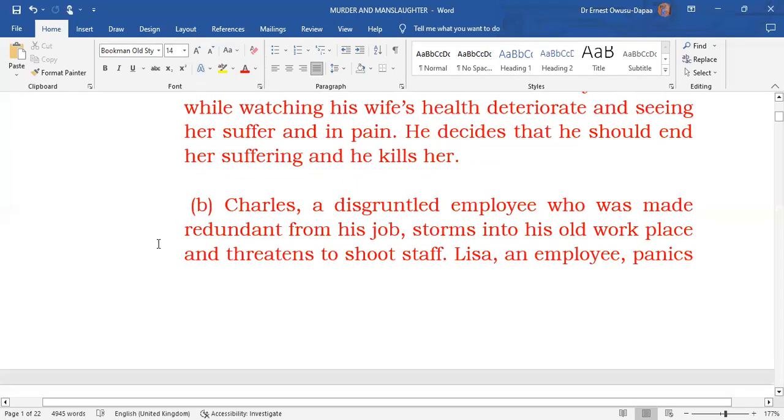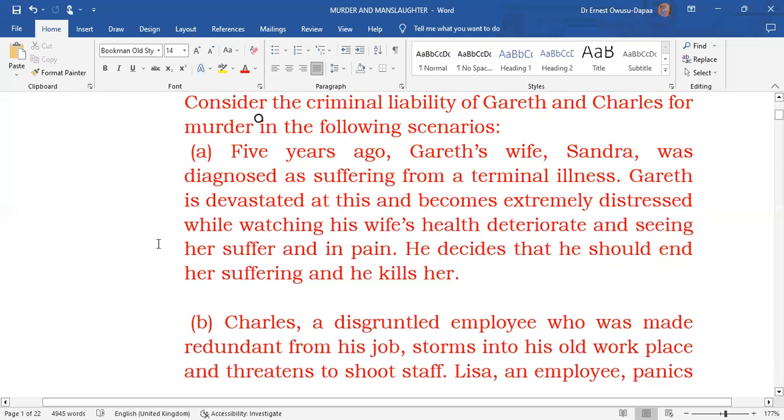Now let's look at the issue of the mens rea. Is there a mens rea? Was there intention to kill? Yes, my lord. How can you demonstrate it from the facts? Yes, because Garrett decided to end the suffering of the wife, and by so doing, he had to kill her.